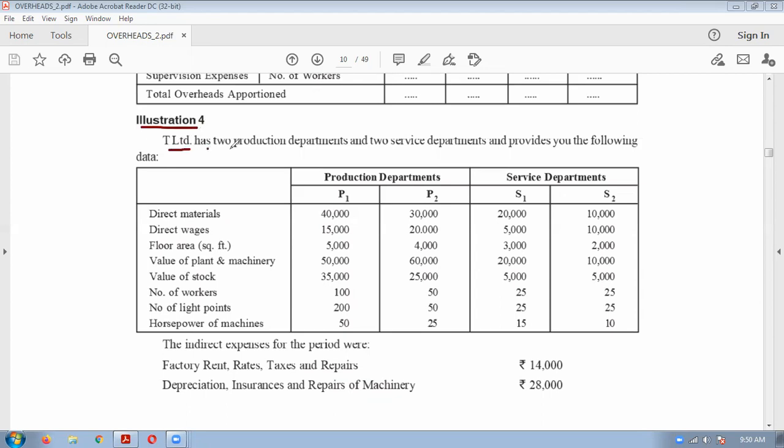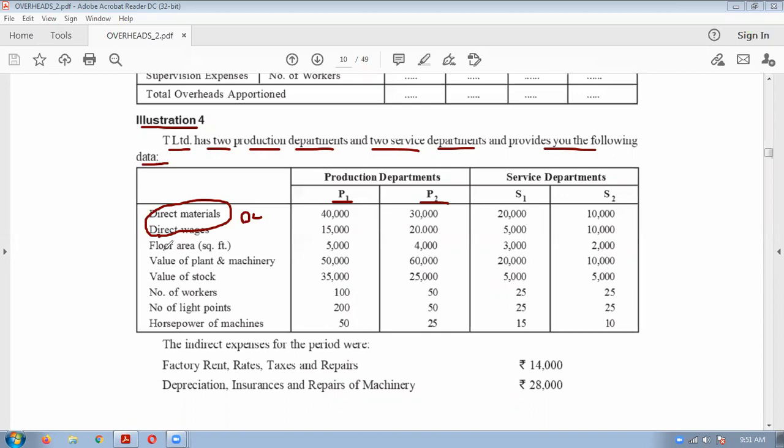T Limited has two production departments and two service departments. So T Limited is having two production departments, P1 and P2, and provides you the following data. Direct material, direct wages. So these are direct cost, so no need of apportioning the direct cost. It is allocated already.